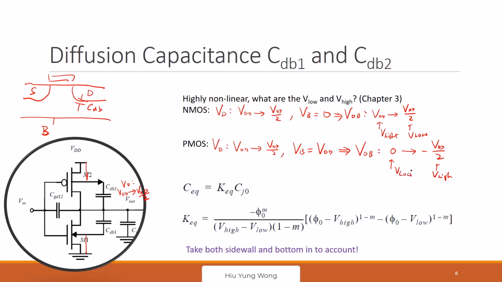And then we already told you that their capacitance is just K equivalent times CJ0. CJ0 is the built-in capacitance of the junction at 0 bias. And then K equivalent is just this one. You already know what V high and V low are. You know what M is, right? And then we take both sidewall and bottom into account. Then that gives us the junction capacitance during the switching. Any questions?